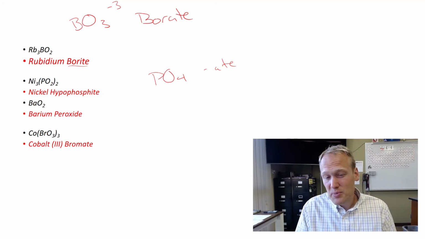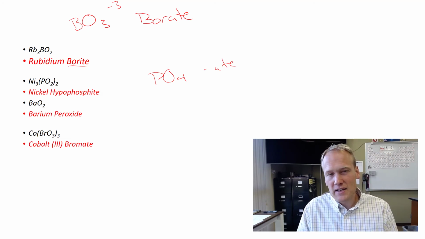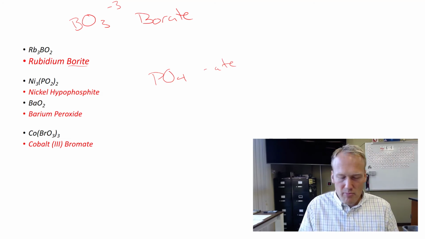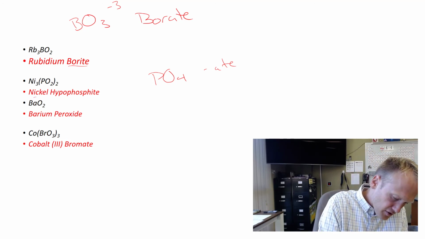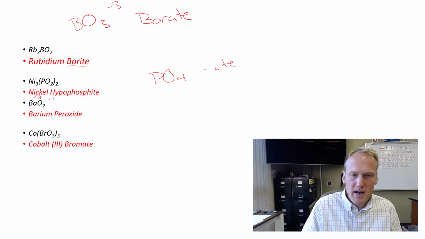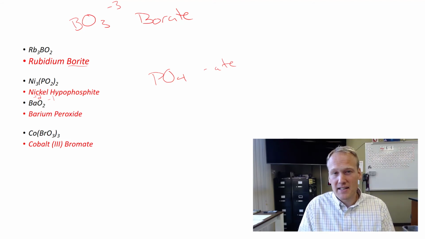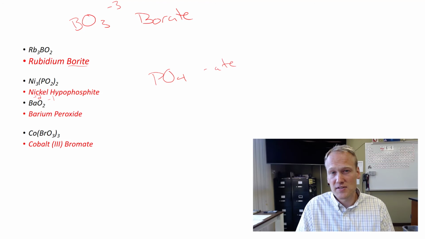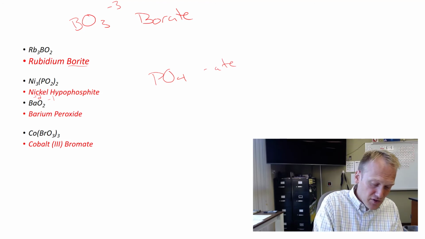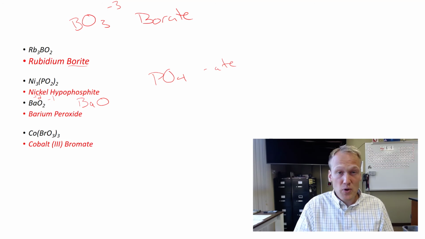This next one is pretty tricky. It looks like it might be barium oxide, but barium is a +2, and that means each of these oxygens have to be a -1. The only way that that can happen is if this is a peroxide. Peroxide is the only time when oxygen takes a -1 oxidation state. If oxygen was a -2 and it was just barium oxide, it would just be 1 barium and 1 oxygen. But that's not what we have going on here.